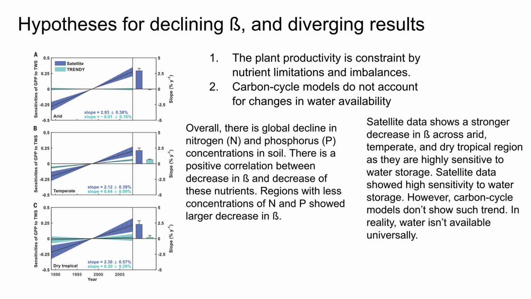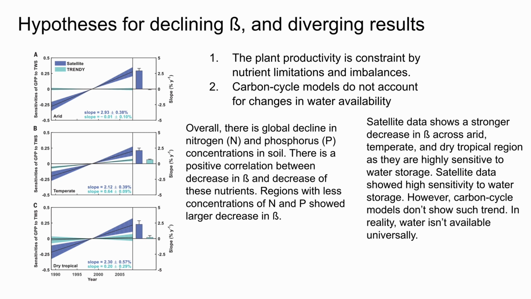Overall, there's a global decline in nitrogen and phosphorus concentrations in soil. There's a positive correlation between decrease in beta factor and decrease of these nutrients. For example, regions with less concentrations of nitrogen and phosphorus showed larger decrease in beta factor.